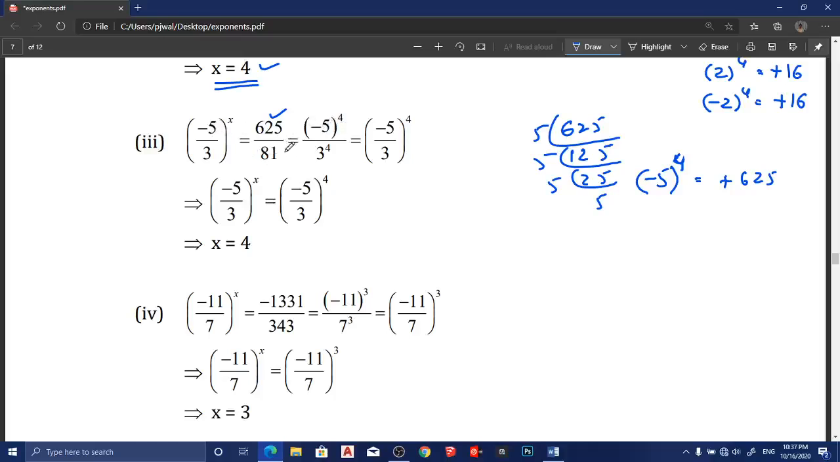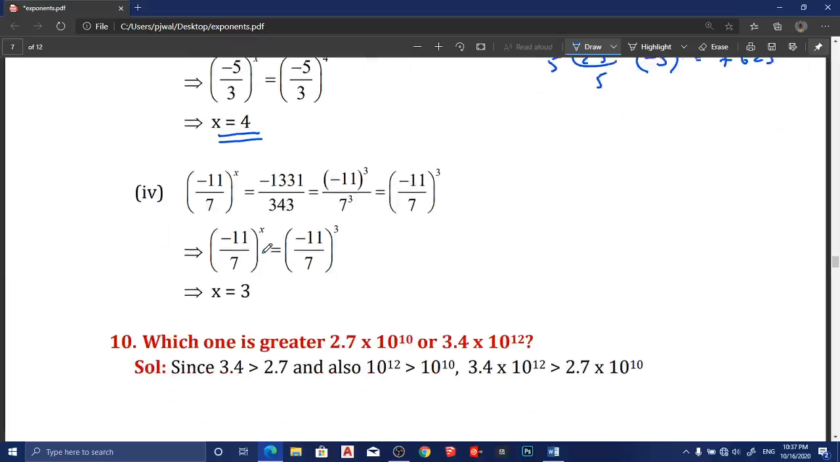Now by taking the prime factors of 81, it will be converted into 3 raised to the power of 4. Now these two numbers have the same base. We can write it as minus 5 by 3 to the power of 4. So now you can write side by side and compare. Both the bases are equal, so now you can equate the powers, which is x is equal to 4.